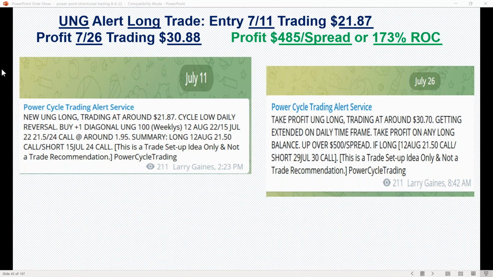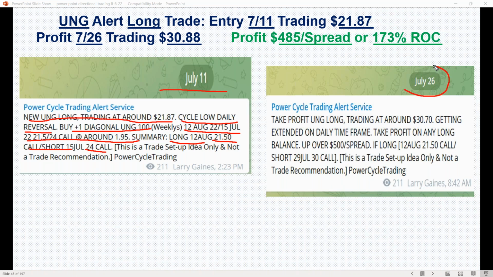So here's what that looks like when you get the alert. This was the alert entry. It says new UNG long trading at 21.87, cycle low, daily reversal. Okay, so then it tells you what to do. Buy a diagonal, the 12 August, 15 July, 21.5, 24 call at around $1.95. And so the summary is right here. Long the 12 August 21.5, short the 5 July 24. Okay, so it's a spread using what we call a calendar diagonal.